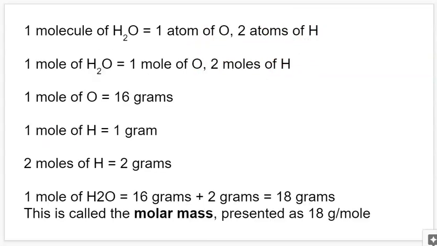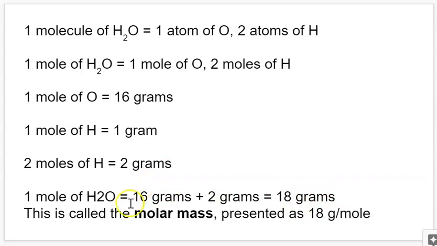So if I add it all up, the 1 mole of oxygen is 16 grams. 1 mole of hydrogen is 1.008. I kind of rounded it to 1 here. So that means that the 2 moles of hydrogen is going to be 2 grams. So if I add up the 16 plus the 2, I end up with 18 grams.